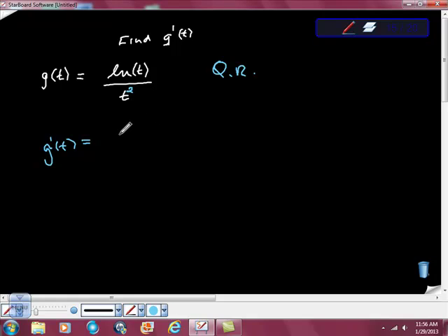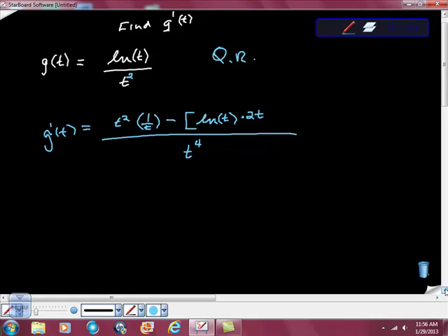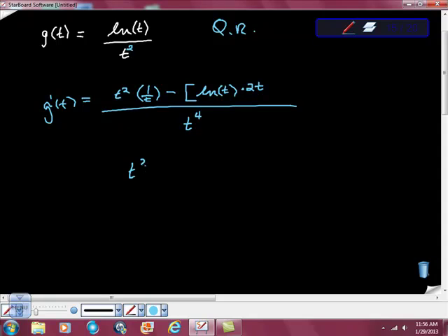So quotient rule says we take g of t, so t squared, times, good, 1 over t, minus ln of t times 2t, all over t to the 4th, because remember, the quotient rule says that we square the bottom piece. Taking a look at this, we get t squared over t minus 2t ln of t over t to the 4th.